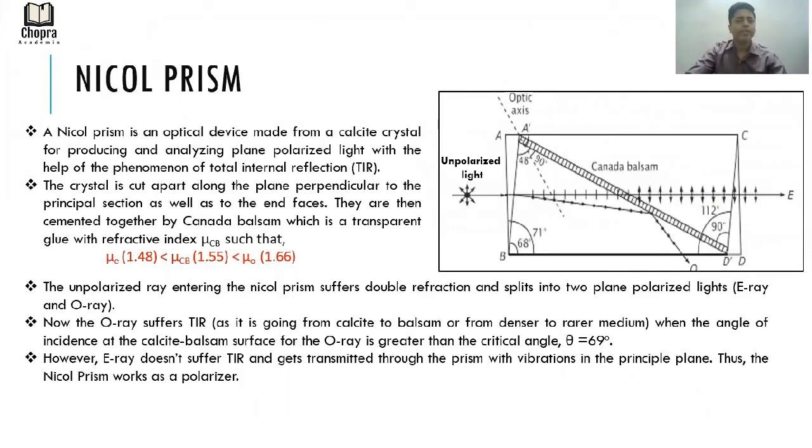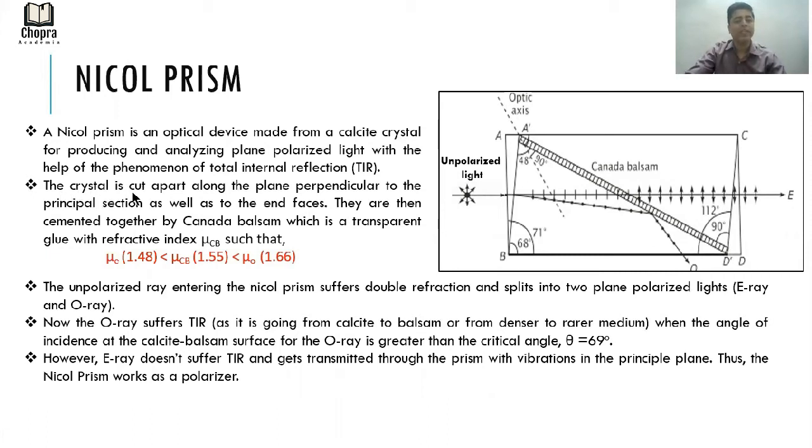Next, once we understand what birefringence or double refraction is, we need to understand what a Nicol prism is. A Nicol prism is an optical device made from a calcite crystal for producing and analyzing plane polarized light with the help of the phenomenon of total internal reflection. We all are aware of what TIR is. So, this is the construction.